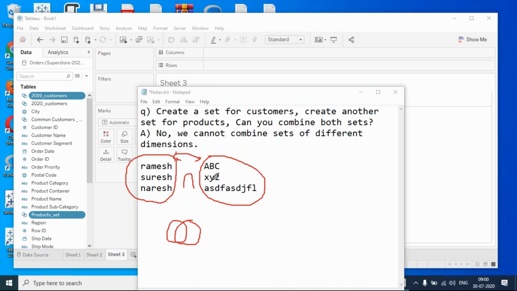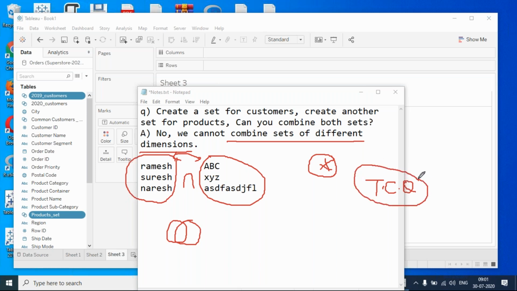So that's why we cannot combine sets of different dimensions. This is a very, very important interview question, and also a Tableau certification question. Last week we had this question in the examination. So you cannot combine sets for different dimensions. Why is it allowed here? You created two sets for the same dimension, which is customer name. That's why you can combine these sets. Remember this very useful option.